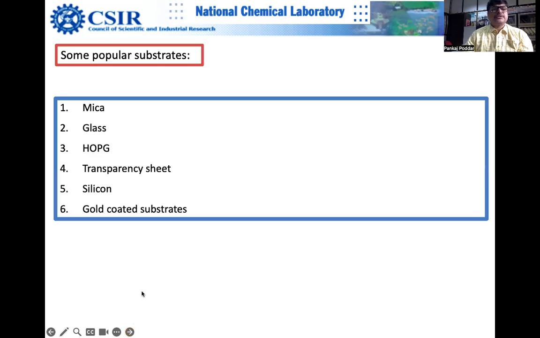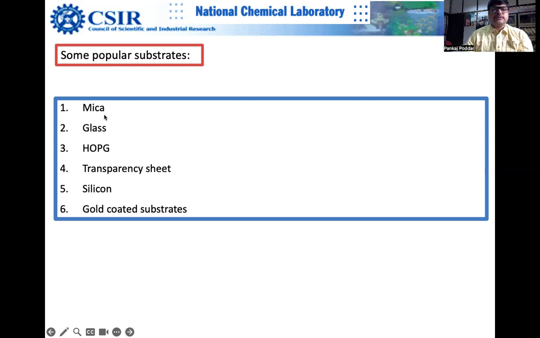So some popular substrates are mica, glass, HOPG, transparency sheets, silicon, gold-coated substrates, and there are many more possibilities. Each of these substrates has its specific utilization, advantages and disadvantages. First, we talk about mica.